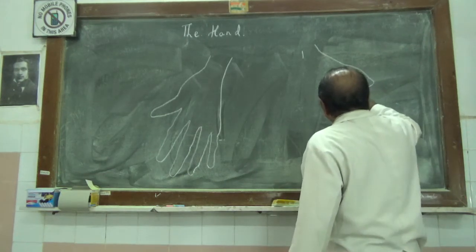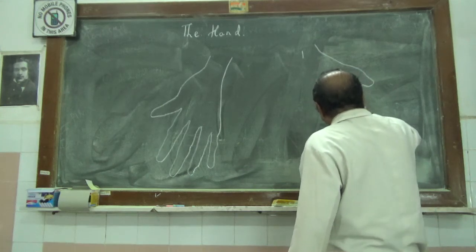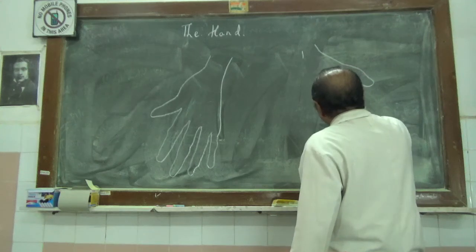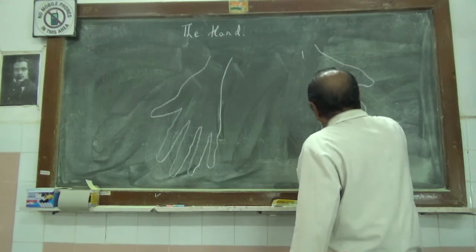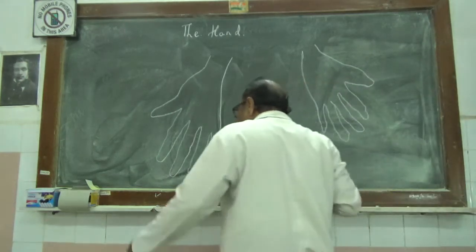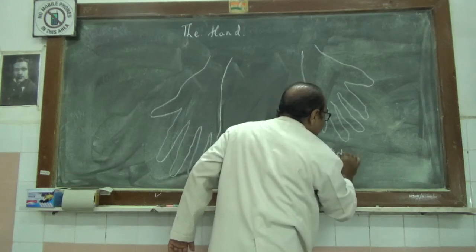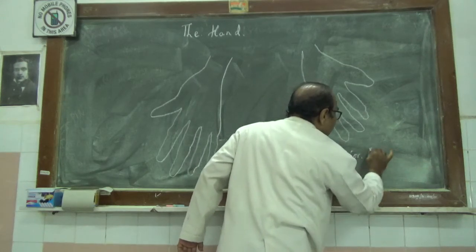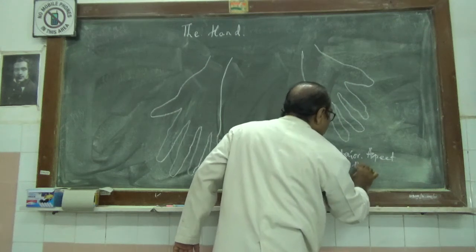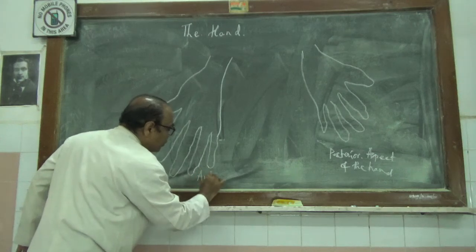So the anterior one is said to be the palmar view, while the posterior one is said to be the dorsal view of the hand. So this is the dorsal or the posterior aspect of the hand. Now this is the anterior view.